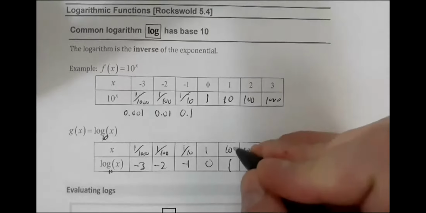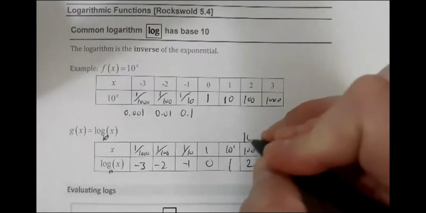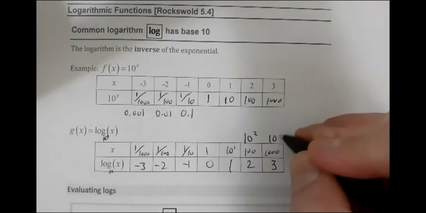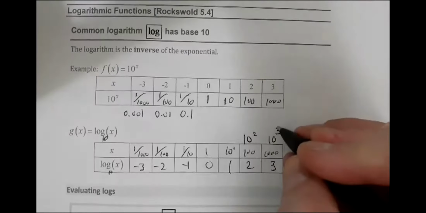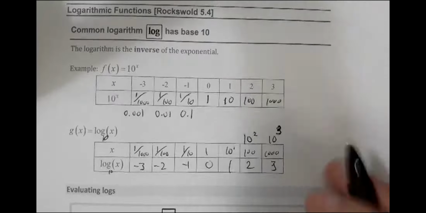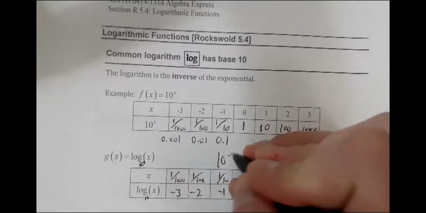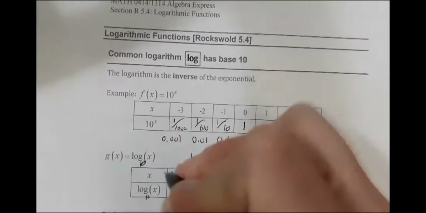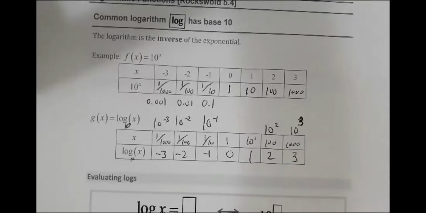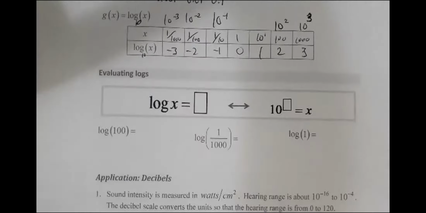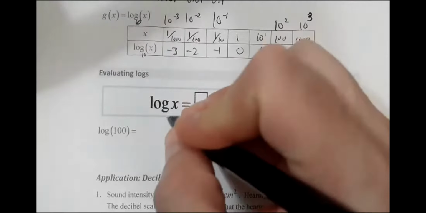This is the same thing as saying 10 to the first. This is the same thing as saying what? 10 squared. This is the same thing as saying 10 to the third up here. So if I rewrite these as base 10, the question now is, what exponent would I need to get to this number? So the property here is this is log base 10.